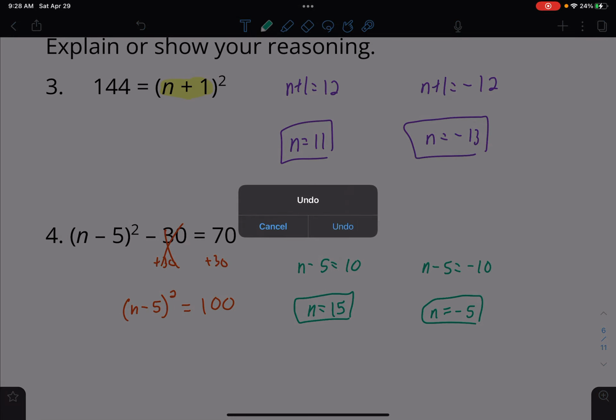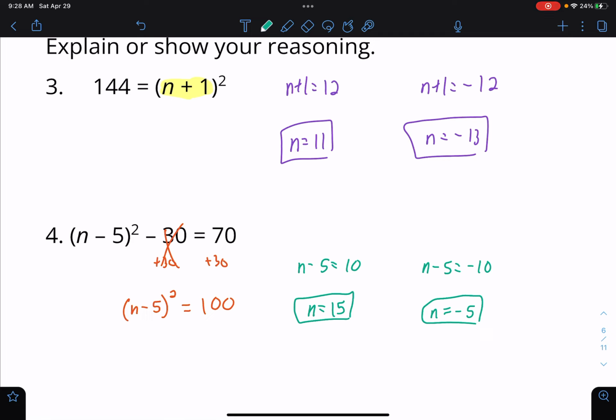We could plug that back in, right? 15 minus 5 is 10. 10 squared is 100. 100 minus 30 is equal to 70. If we plug in negative 5, negative 5 minus 5 is negative 10. Negative 10 squared is 100. 100 minus 30 is 70. So we can always plug these values back in to make sure that they actually make the equation work.